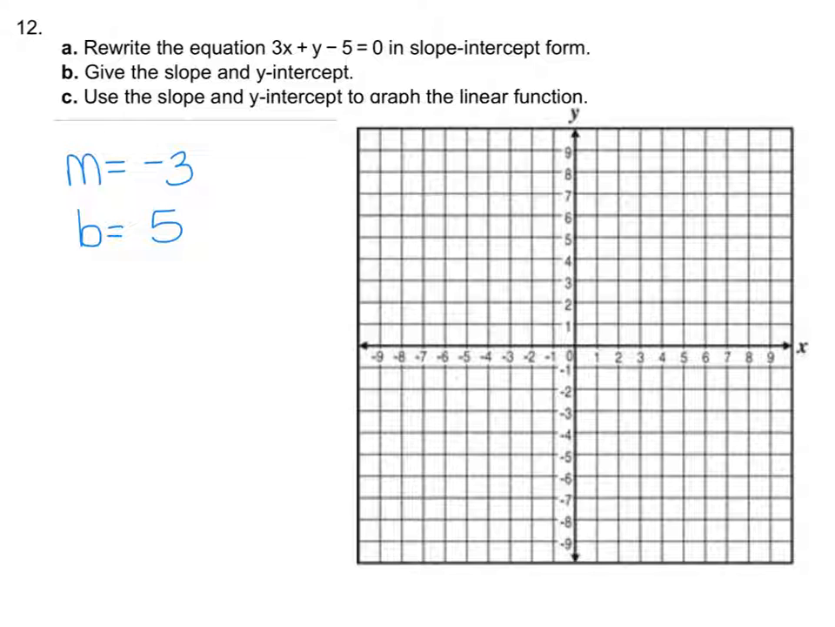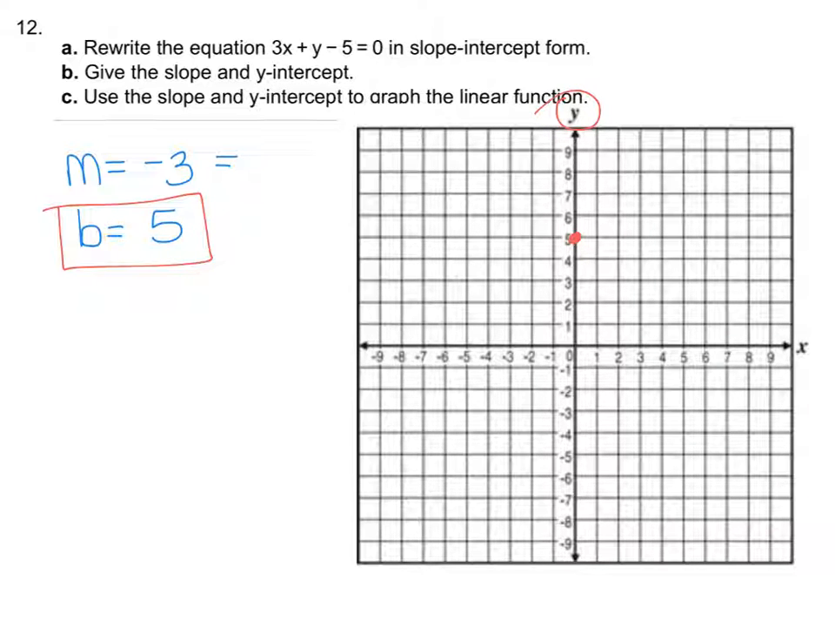Part C. Use the slope and y-intercept to graph the linear function. First, you're going to graph the y-intercept. So you locate the y-axis and then go up 5 since b equals positive 5. So I'll put a dot on 5. Next, we're going to use the slope to find another point.